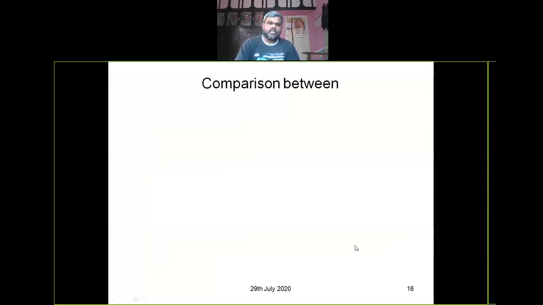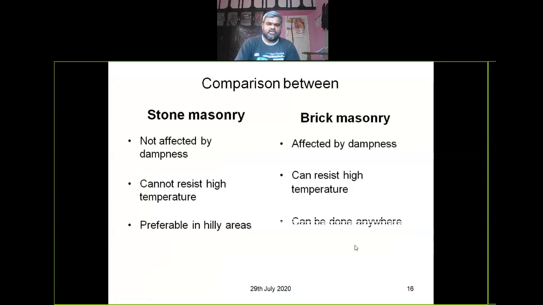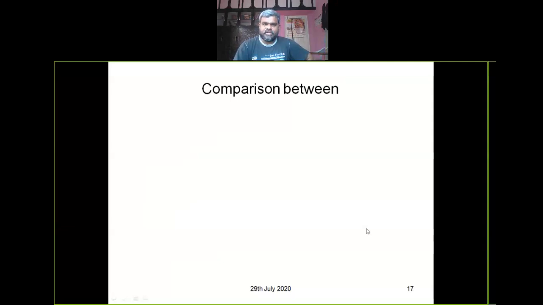So stone masonry is not affected by dampness. Brick masonry is affected by dampness, and stone masonry cannot resist high temperature. But here bricks are manufactured by burning at high temperature in a kiln, like 600 degrees centigrade. So it can resist high temperature also, and brick masonry can be done anywhere, not only in hilly areas. Stone masonry is not economical, but brick masonry is economical, right?